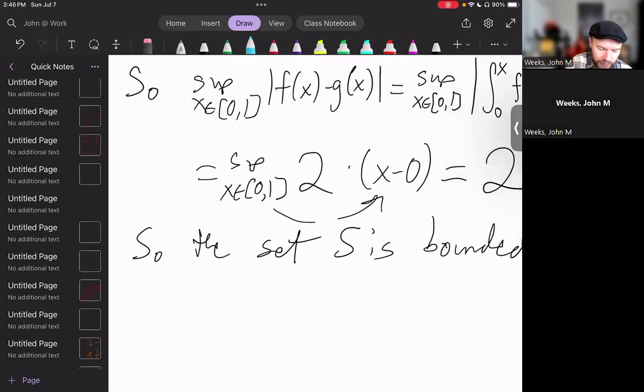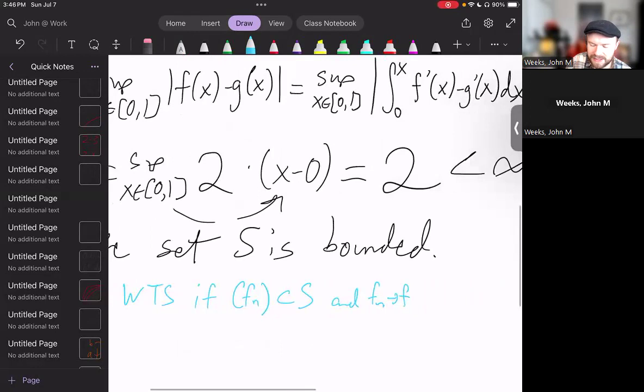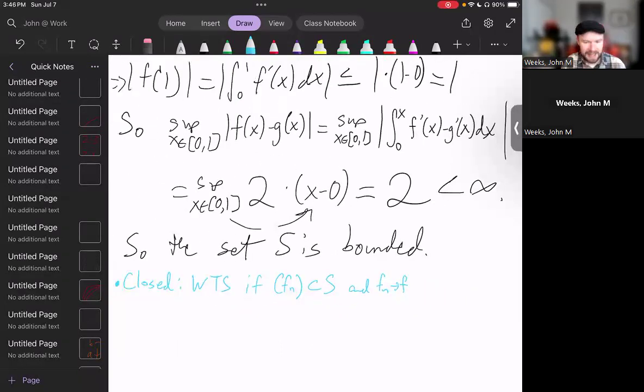Let's see if we can go through and show that it is closed. In order to show it is closed, we would need to say that if you take a sequence of functions that are inside the set, then the function that they limit to is also in the set. We want to show: if f sub n is a sequence in S and f sub n converges to f, which is itself just some element inside the continuous functions, we want to show that f is actually an element of S.